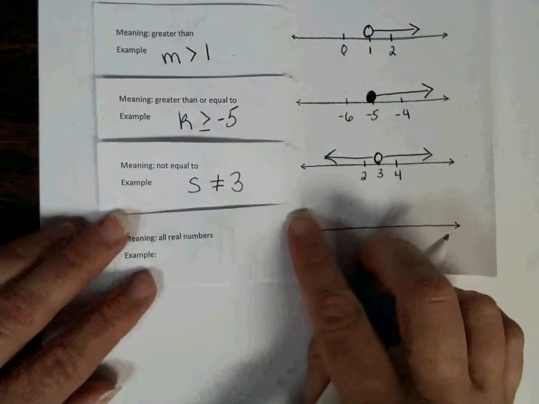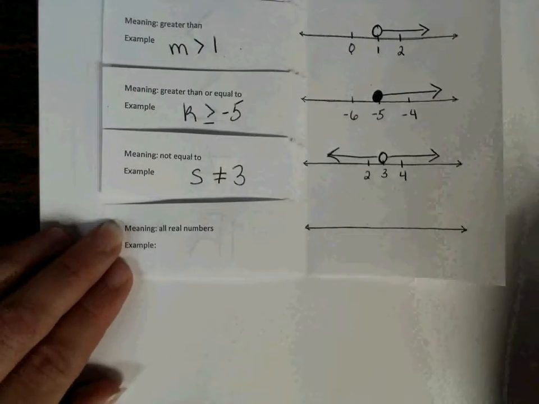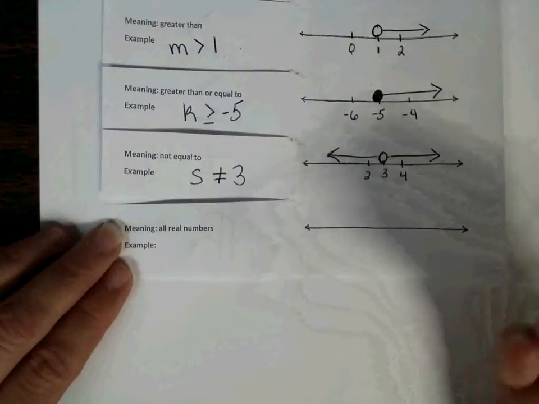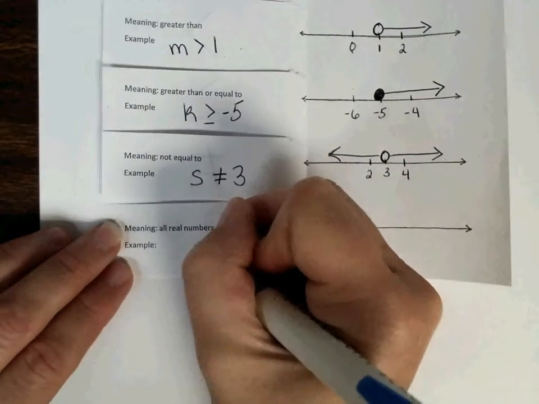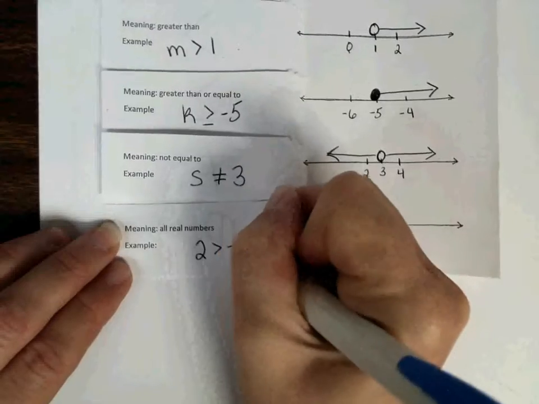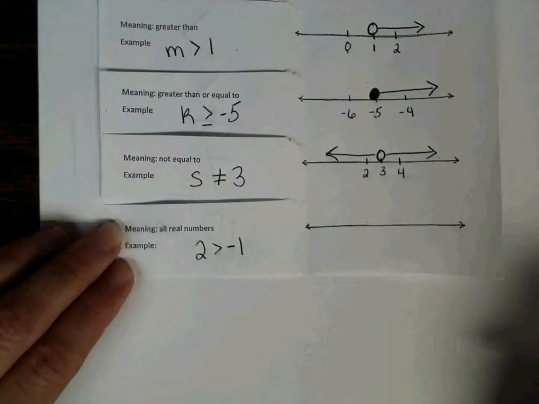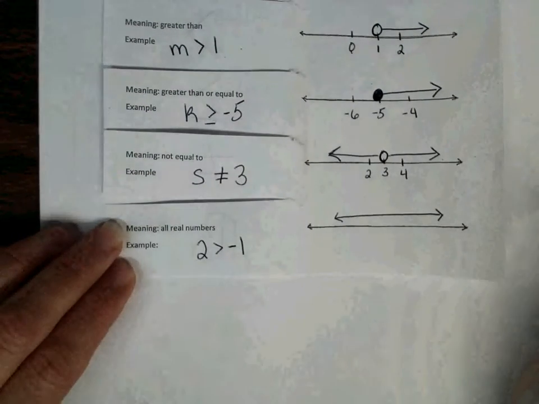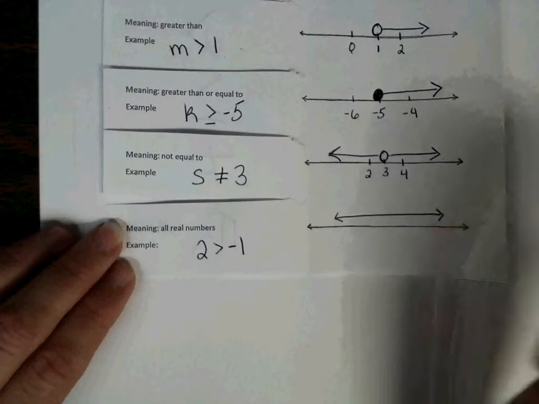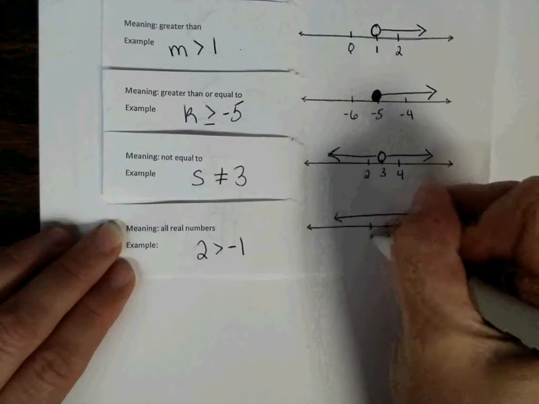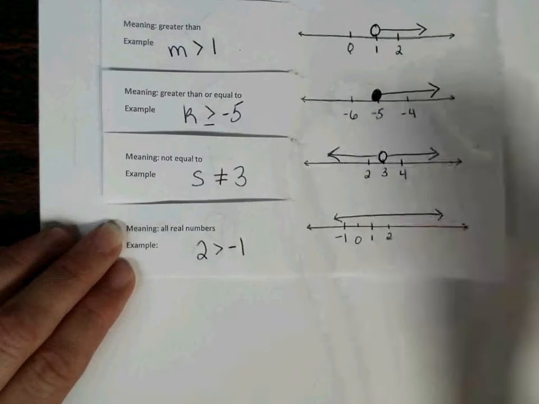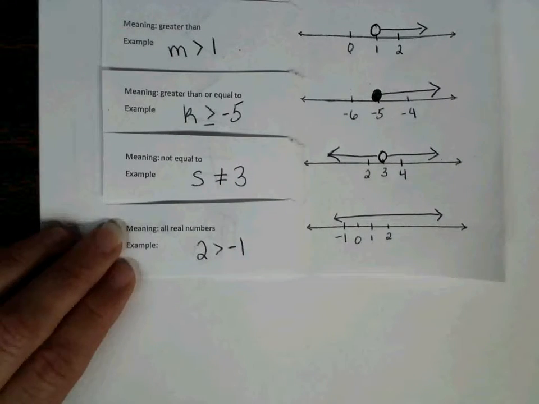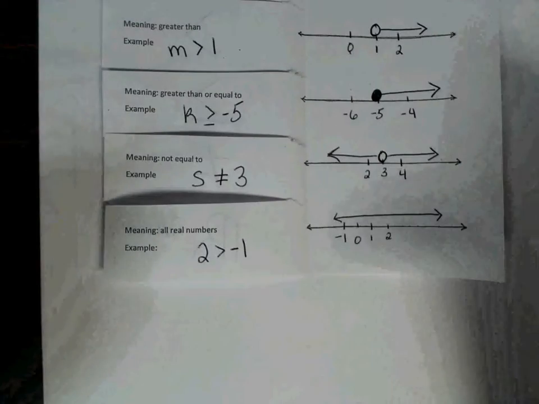In all reals, and we'll look at this when we do some examples, but all reals would mean that you would get a true statement. So for instance, if I had 2 is greater than negative 1, that's always going to be true. And so when I shade that on a number line, I just put another number on top of that. And we'll look more at that special case. Okay. Some example problems.